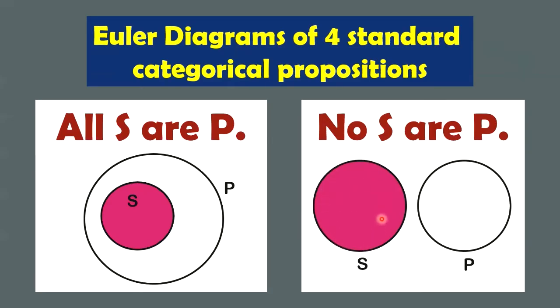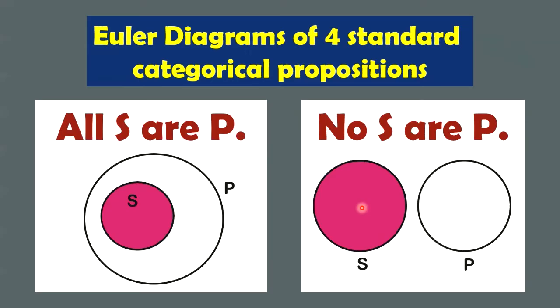Ibig sabihin, ito yung lahat ng S. Okay? If we go back here, ito yung lahat ng S na nasa loob ng ating P. Alright? Tingnan nyo to. Dito naman, lahat ng S, wala kahit isang part nito na nasa P. So that's why ito yung mag-represent ng statement na no S are P. So if you have these two categorical propositions, dapat madali na para sa inyo ito.